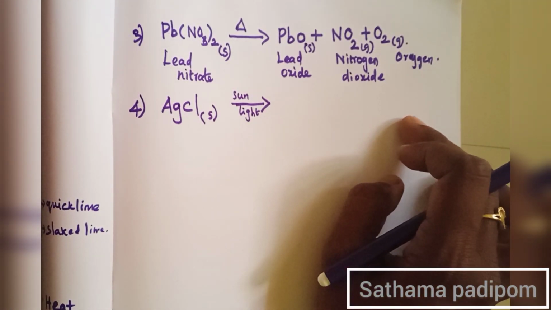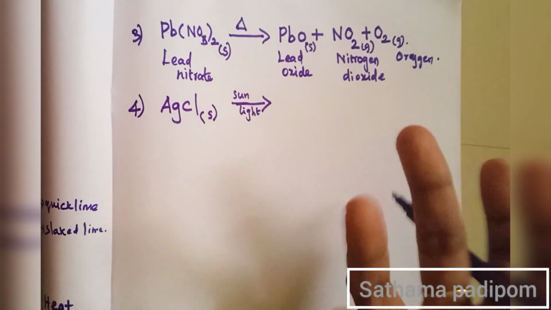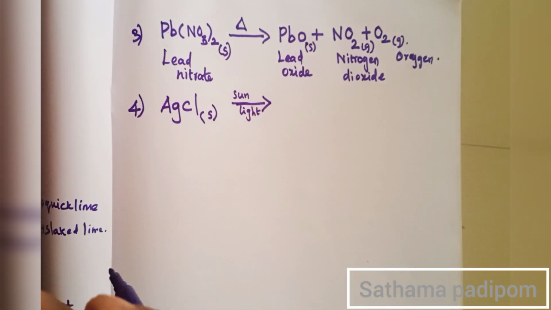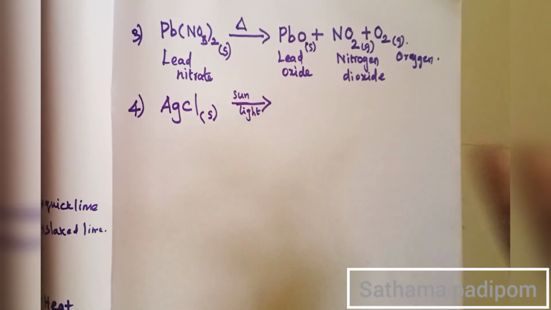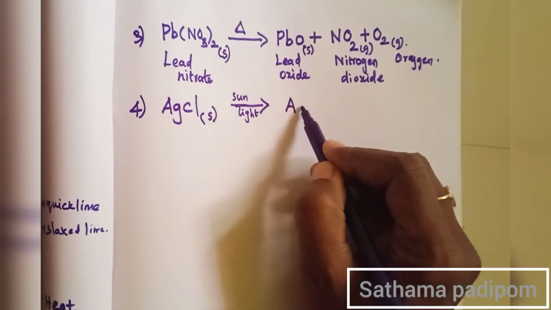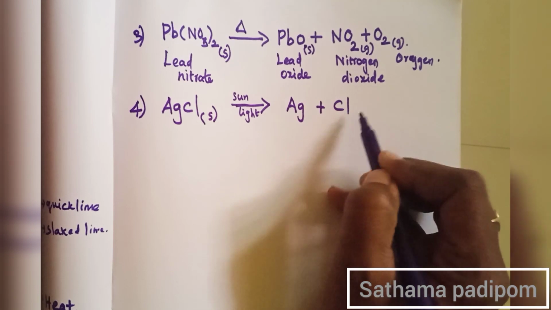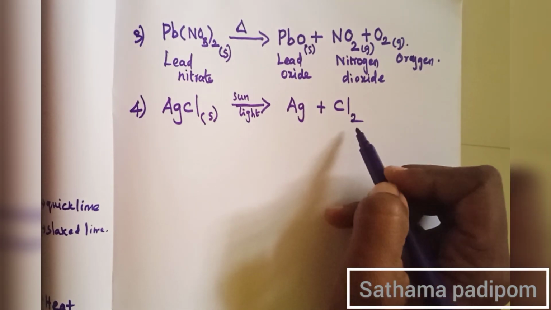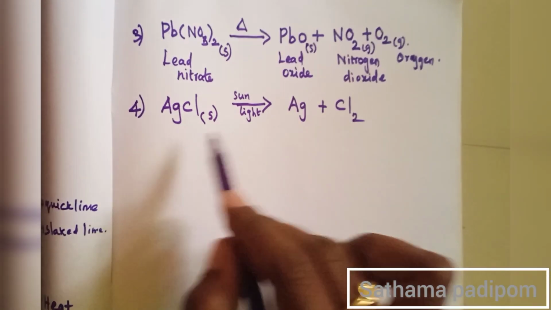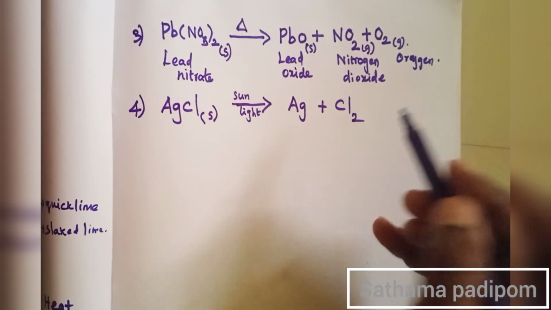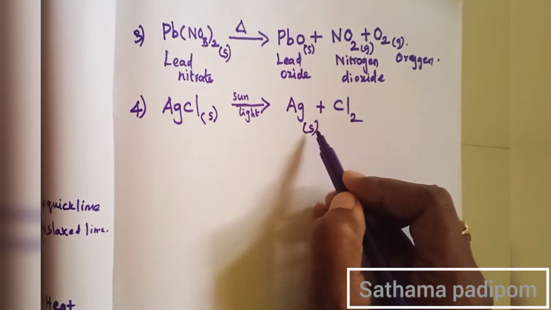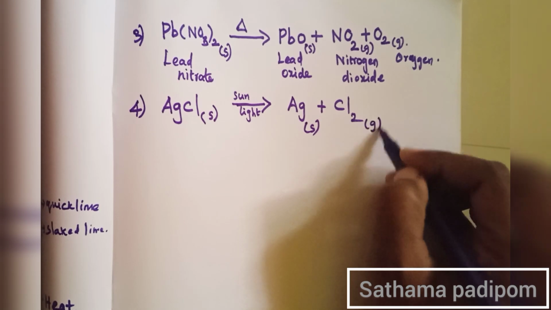According to the law of conservation of mass, whatever reactants we take, the same elements will appear in the products. The mass we take in the reactants should be equal on the product side also. So what are the things you will get? Silver and next chlorine. Chlorine is a diatomic molecule, so I have written Cl2. It is a very easy equation, you can balance it easily. What is the state of silver? It is in the solid state. Chlorine is in the gaseous state.